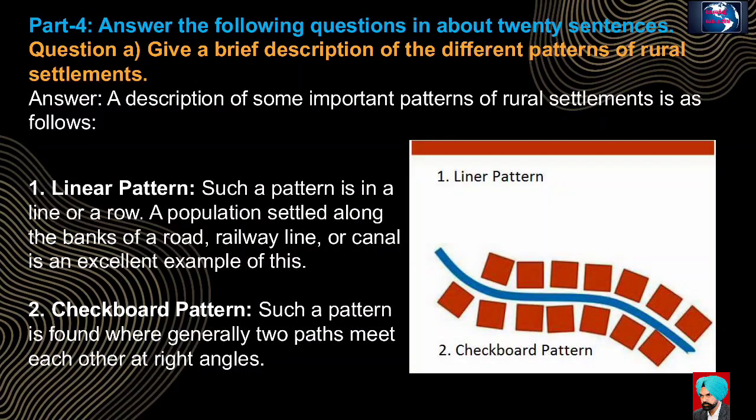Part 4. Answer the following questions in about 20 sentences. Question A. Give a brief description of the different patterns of rural settlements. Answer. A description of some important patterns of rural settlements is as follows. 1. Linear pattern. Such a pattern is in a line or a row. A population settled along the banks of a road, railway line, or canal is an excellent example of this. 2. Checkerboard pattern. Such a pattern is found where generally two paths meet each other at right angles.